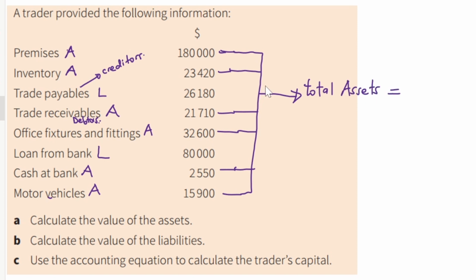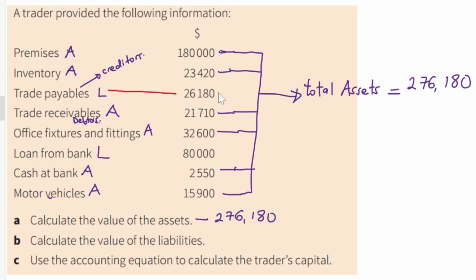So when I add up all those assets, we are going to end up with 276,180. So that's our value of total assets here. It is 276,180. So those are the assets. Okay, so part B is asking us to add what are the total liabilities. So liabilities, we have this.